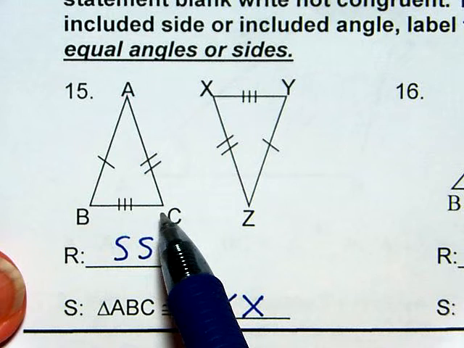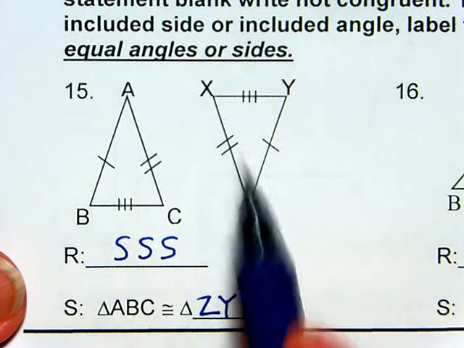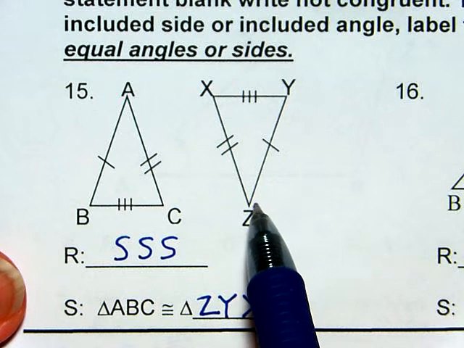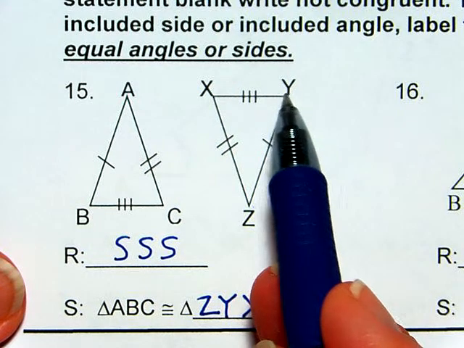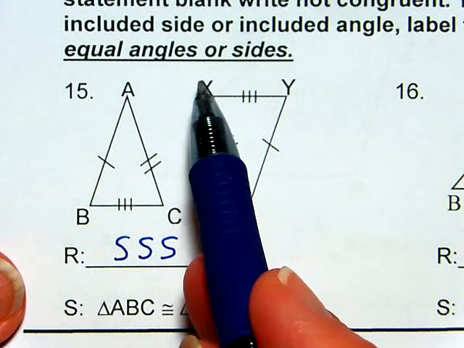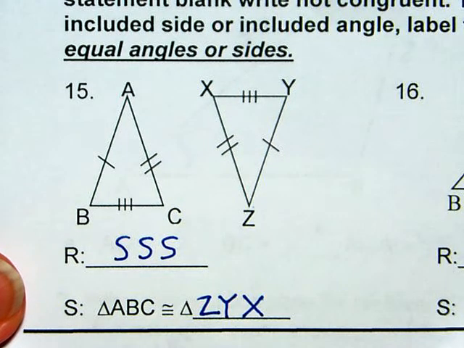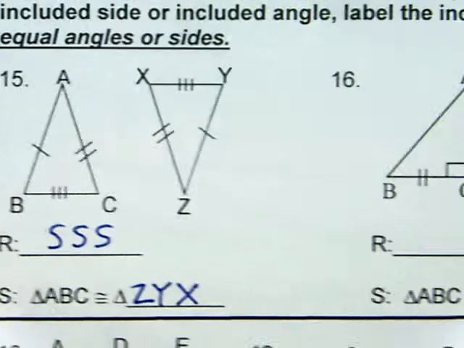Okay, and that makes sense because A to B to C takes us through the 1 hatch mark to the 3 hatch mark to the 2 hatch mark, and ZYX takes us also from Z to Y is the 1 hatch mark, Y to X is the 3 hatch mark, going back to Z is the 2 hatch mark. So we traverse the same sequence of sides, and we've got corresponding angles correctly marked.